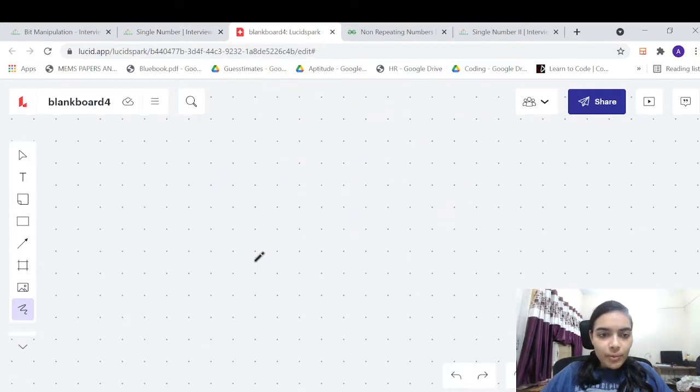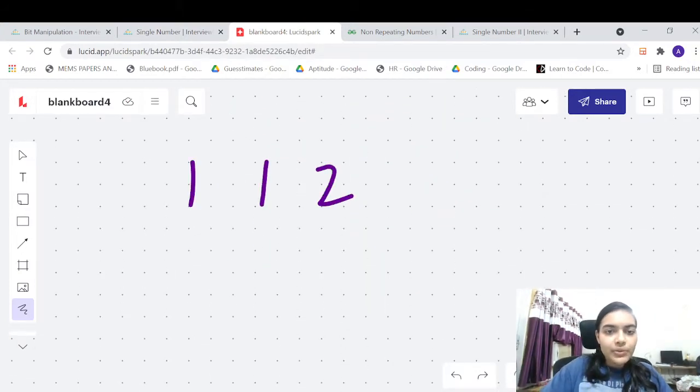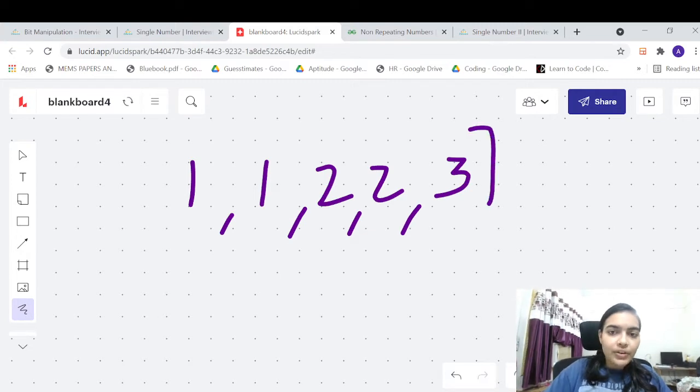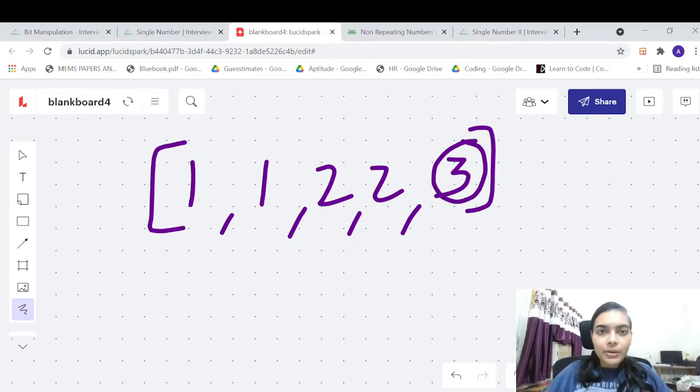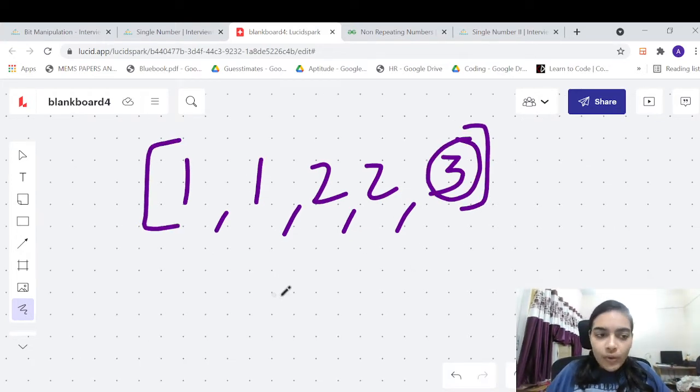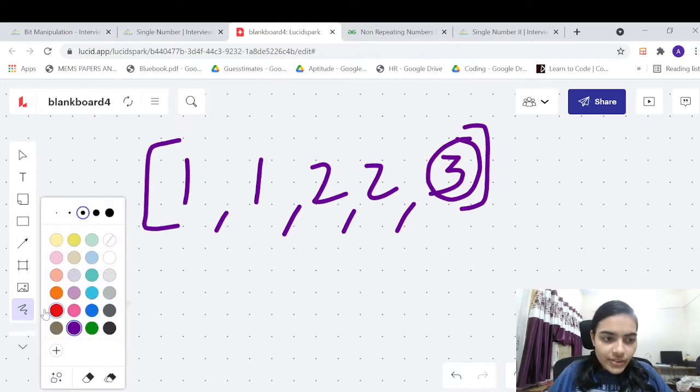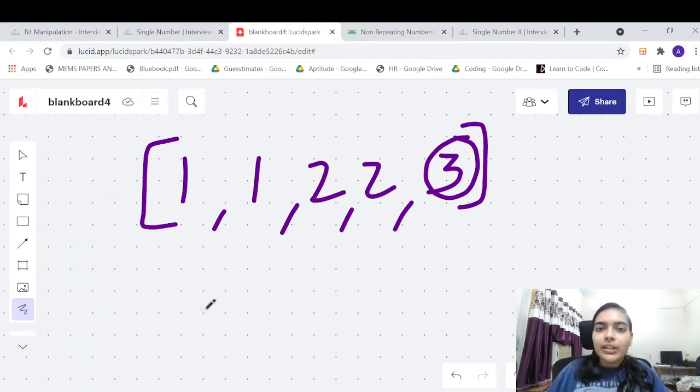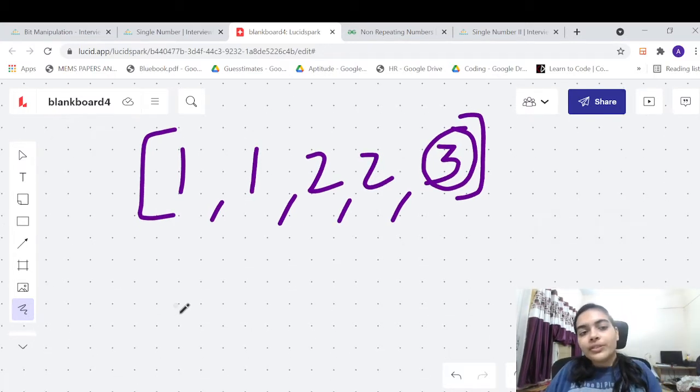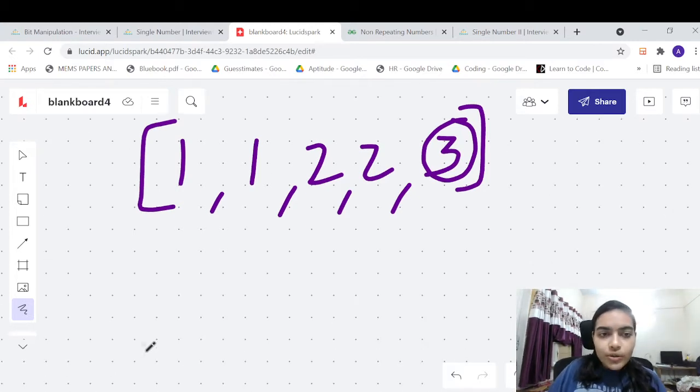So how do you solve this problem? Let's take this example. We can see that 1 was appearing 2 times, 2 was appearing 2 times, but 3 was the only element that was appearing only one time. How will you find this particular number? You can think of many different approaches. Okay, let's think of an approach which is not using bit manipulation. So how will you do that?